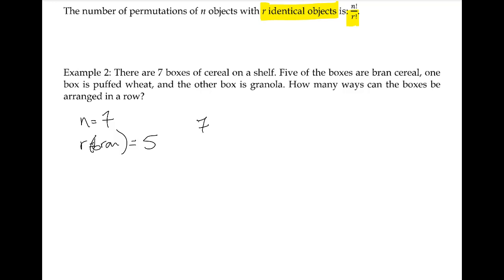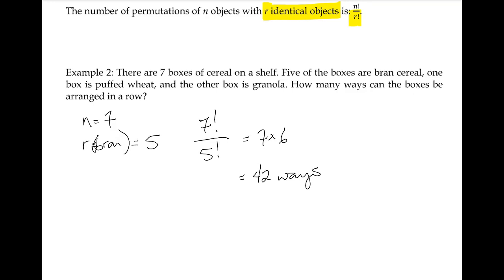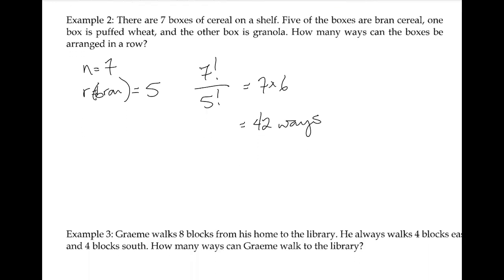So in general, I would say 7 factorial divided by 5 factorial equals 7 times 6, or 42 options. Because again, if they're all exactly the same box of bran cereal and none of these boxes of cereal are open, then they are exactly equivalent. So I can't count all those different repetitions.